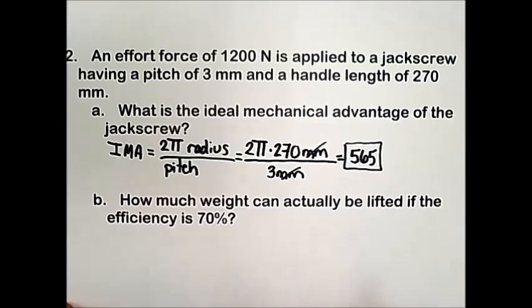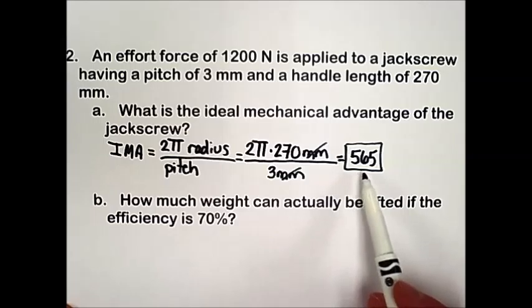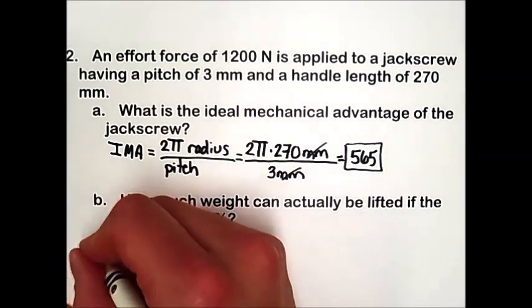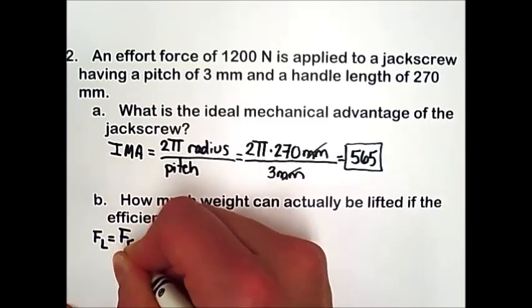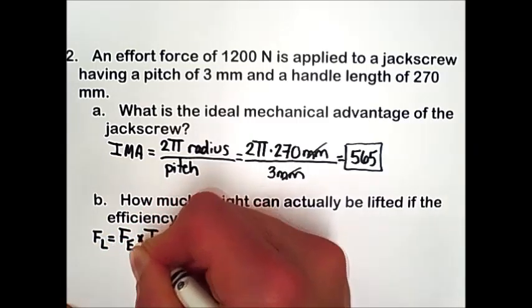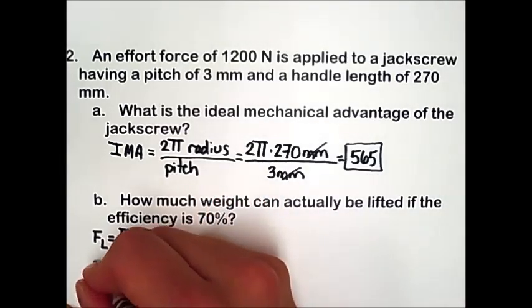The next part of the question asks us how much weight can actually be lifted if the efficiency is only 70%. So in this problem, to figure out how much weight can actually be lifted, we first have to figure out how much weight can be lifted, or what's the load force, if we have a mechanical advantage of 565. So the load force is going to equal our effort force multiplied by that ideal mechanical advantage.